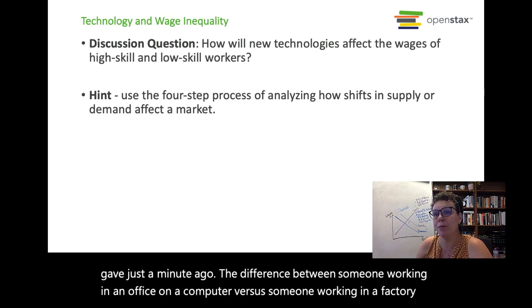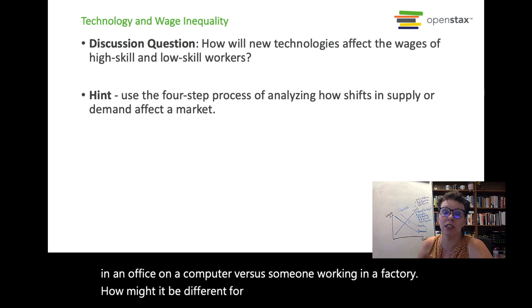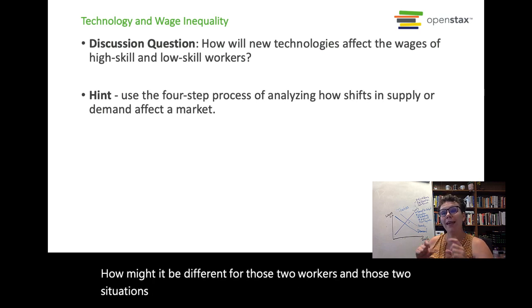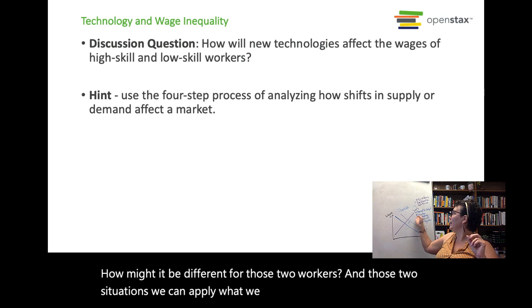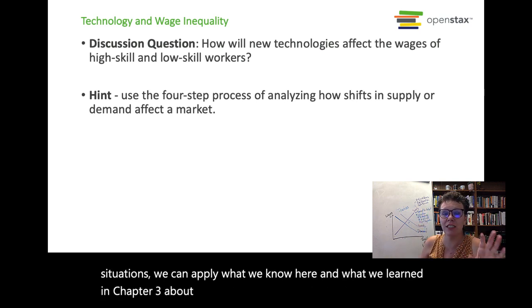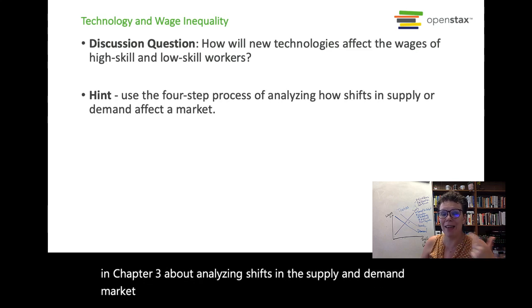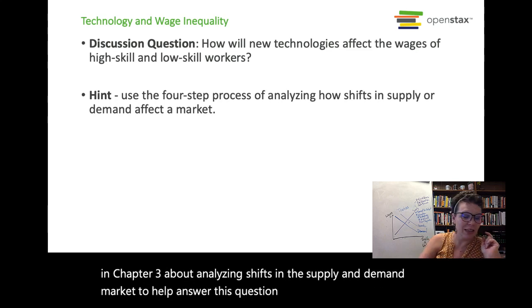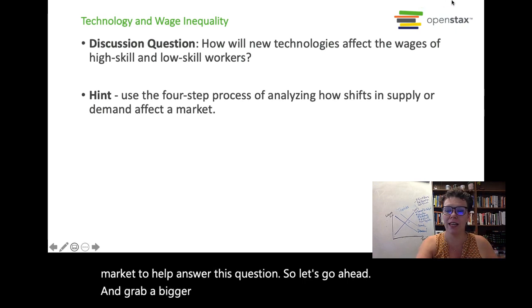How might it be different for those two workers in those two situations? We can apply what we know here and what we learned in Chapter 3 about analyzing shifts in the supply and demand market to help answer this question. So let's go ahead and grab a bigger whiteboard so I can answer this question for you.